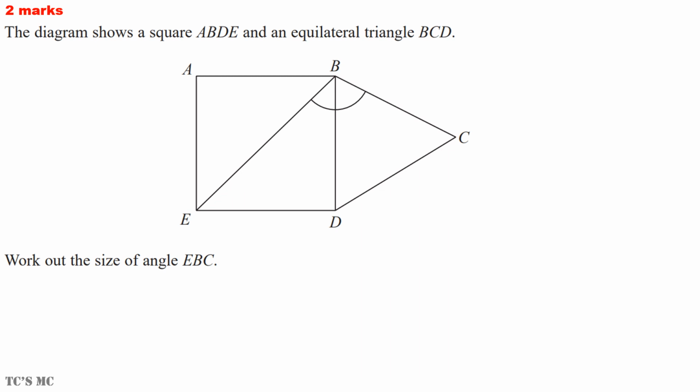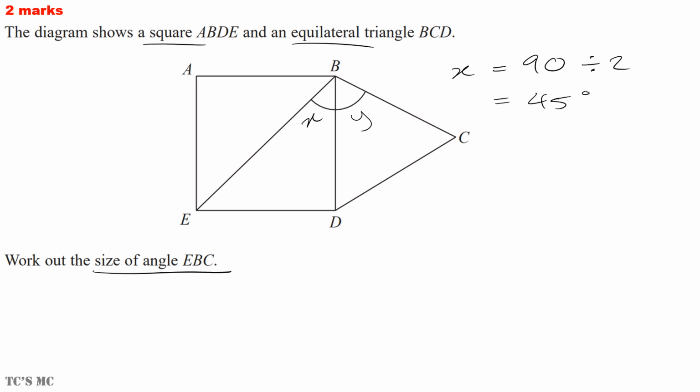The diagram shows a square ABDE and an equilateral triangle BCD. Work out the size of angle EBC. I am going to label EBD as X and DBC as Y. Angle X would be 90 degrees divided by 2. Remember, each angle inside a square is 90 degrees. We need to divide that by 2 and we get 45 degrees.